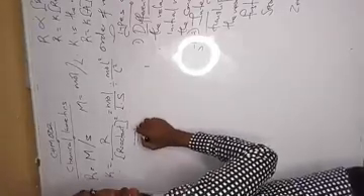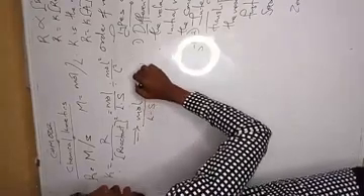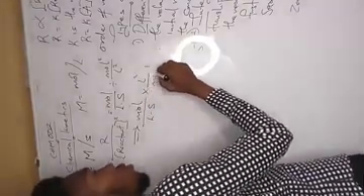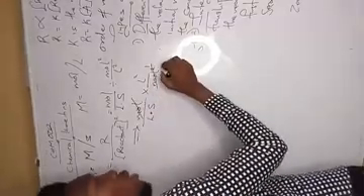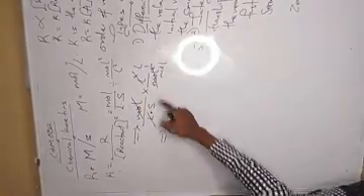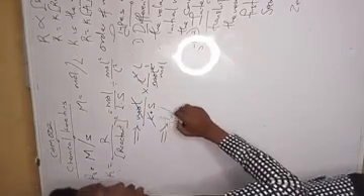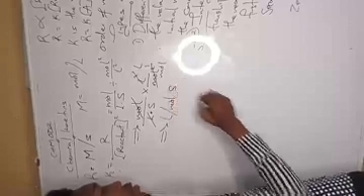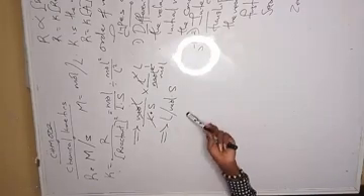It will become what? You'll have mole over liter per second times liter squared over mole squared. One mole will cancel one mole, leaving one mole. One liter will cancel one liter, leaving a liter. So what will now be the unit? The unit will now be liters per mole per second. That was what we did for a second order reaction.